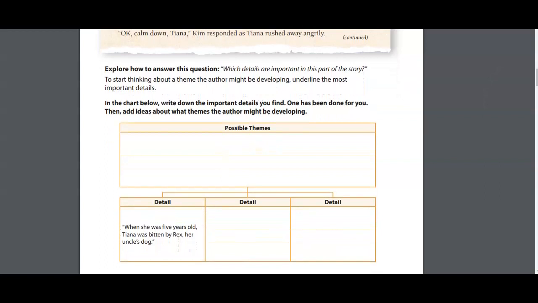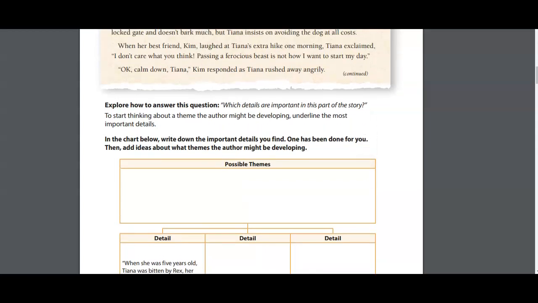So let's explore how to answer this question. Which details are important in this part of the story? So you're going to start thinking about a theme the author might be developing, and you're going to underline the most important details. In the chart below, write down the important details you find. One has been done for you, and then add ideas about what themes the author might be developing. So we're going to look at the possible theme from our selection. So it could be, since she does not want to even go around the dog, it is better to be safe than sorry.